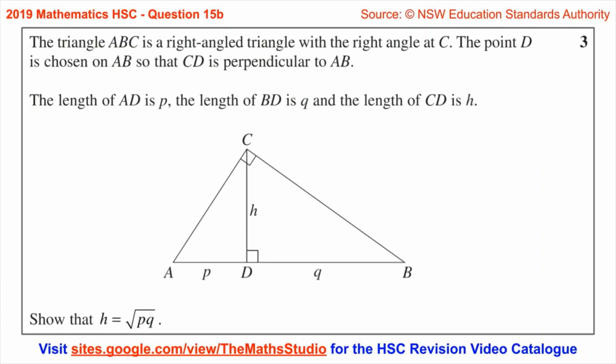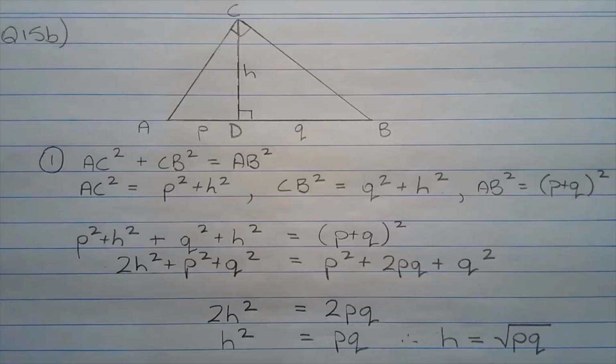Question 15b. The triangle ABC is a right-angled triangle with the right angle at C. The point D is chosen on AB so that CD is perpendicular to AB. The length of AD is p, the length of BD is q, and the length of CD is h. Show that h equals the square root of pq. This question may be answered by multiple applications of Pythagoras' theorem.